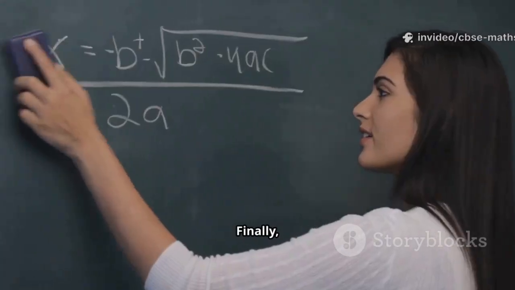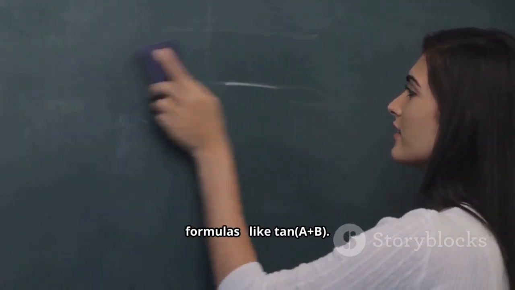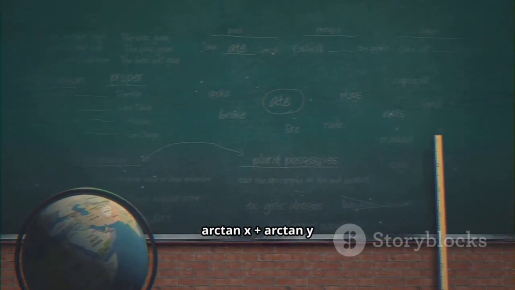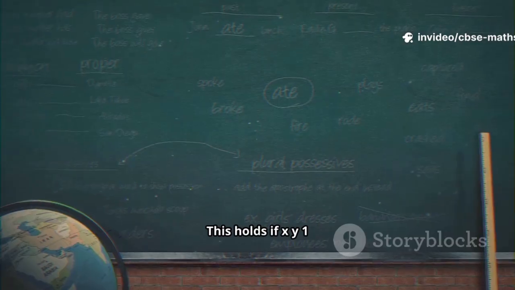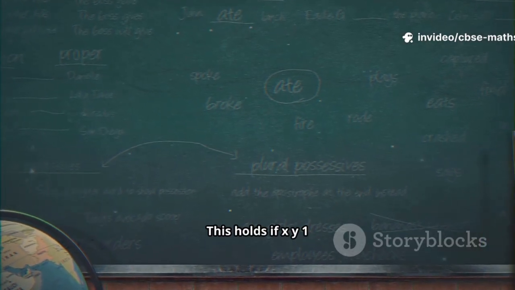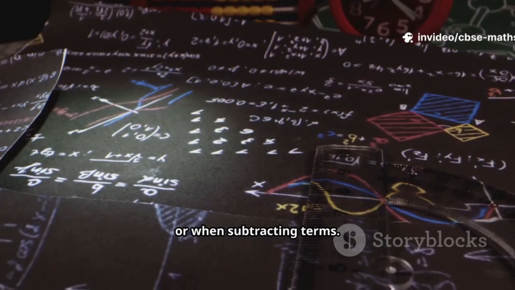Finally, sum and difference formulas, like tan(a plus b). Tan⁻¹ x plus tan⁻¹ y equals tan⁻¹ of (x plus y) over (1 minus xy). This holds if xy is less than 1. Variations exist for xy greater than 1 or when subtracting terms.